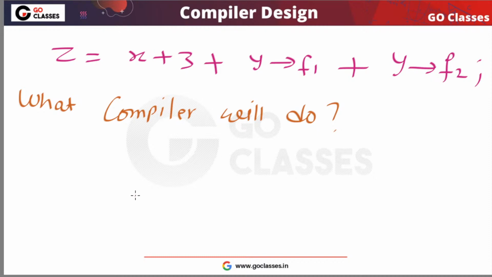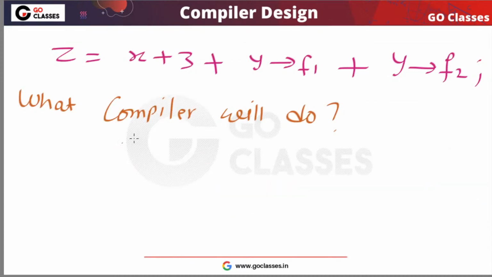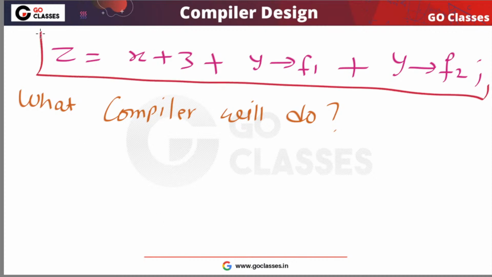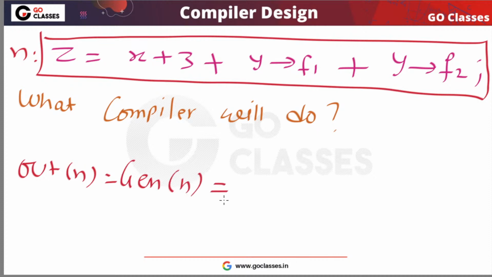After this statement, what are the available expressions? This is your statement n, so let's call it statement n. Whatever you are computing here, you will not compute again. So what is available out of n? Can anyone tell me what the available expressions are, or what is generated by n? Which expressions are generated by n?